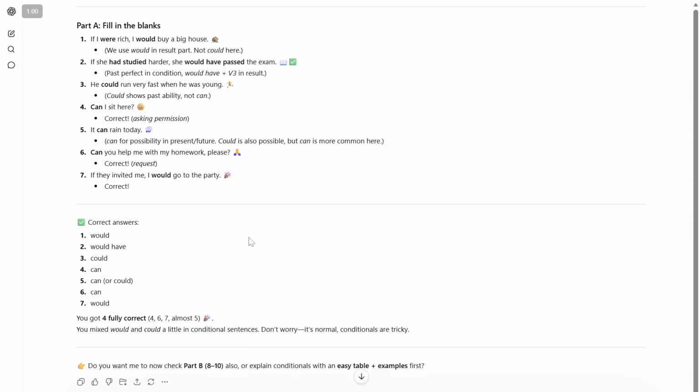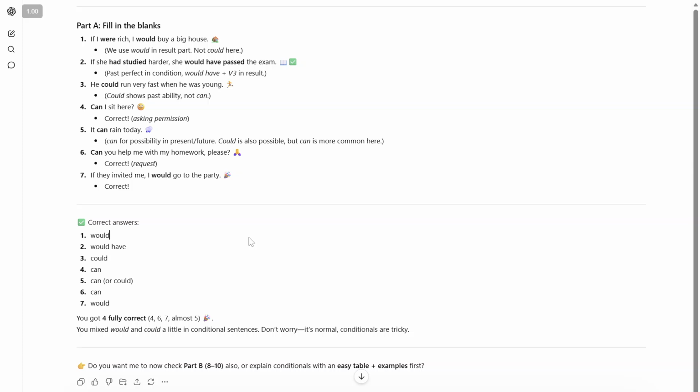Nice try. Let's check carefully, one by one. Part A. Fill in the blanks. 1. If I were rich, I would buy a big house. We use would in the result part, not could here. 2. If she had studied harder, she would have passed the exam. Past perfect in the condition, would have plus V3 in the result. 3. He could run very fast when he was young. Could shows past ability, not can.